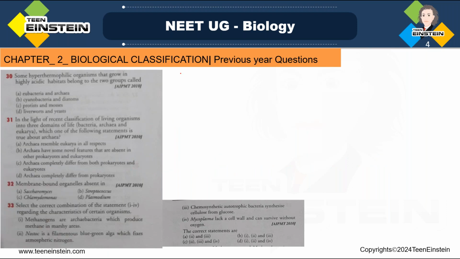Question number 32. Here in this one, question number 32. Membrane bound organelles are absent in... here four options are there. Option A Saccharomyces, option B Streptococcus, option C Chlamydomonas, and option D Plasmodium. To write this answer, the membrane bound organelles are absent in Streptococcus. So option B is the right answer, Streptococcus.